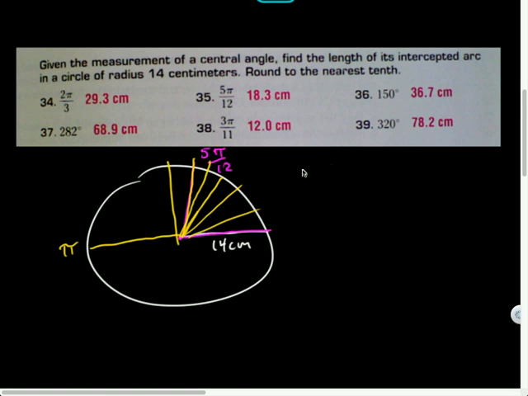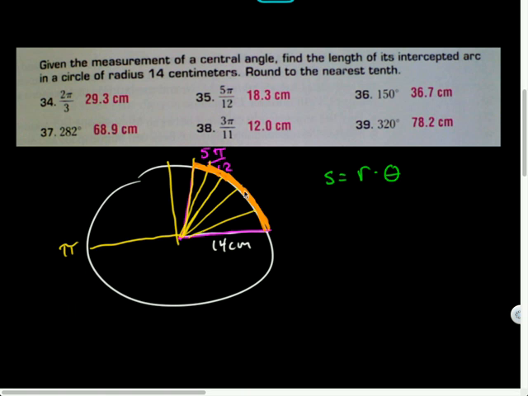Good stuff. So, anyways, what do I want to find? I want to find the measurement of this intercepted arc. So I'm looking for this measurement. How far would it be to walk on this arc? That's what we're looking for. And that was denoted by the letter S. Actually, let me write down the formula. S, the length of an intercepted arc, is the radius times theta, where theta is measured in radians.